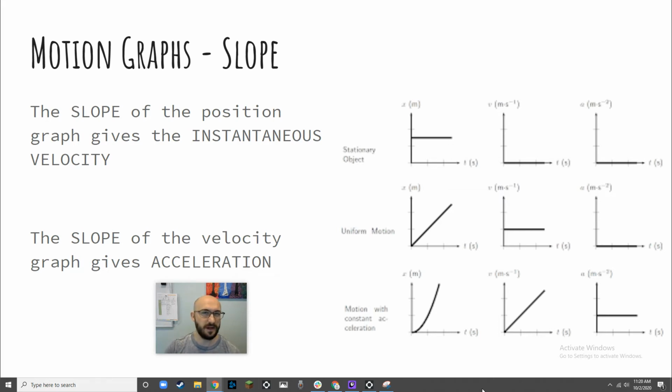Now I can do the same thing with the velocity graph. The slope of the velocity graph will give me acceleration. In this class, our accelerations will always be constant. So top row, my velocity is 0, and then it's 0, and then it's 0. So the acceleration is 0. Second row, my velocity is 5, and then it's 5, and then it's 5. My acceleration is 0 because the velocity didn't change. Third row, my velocity is 0, and then it's 1, and then it's 2, and then it's 3. My acceleration is 1 because my velocity changes by 1 each second.